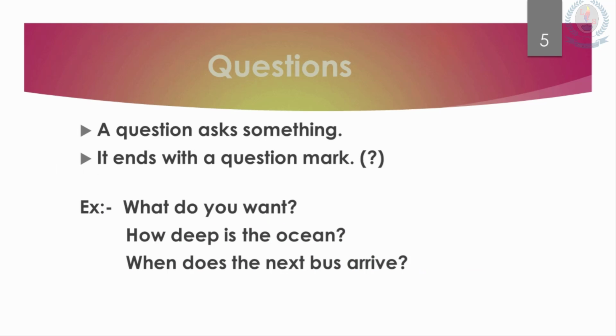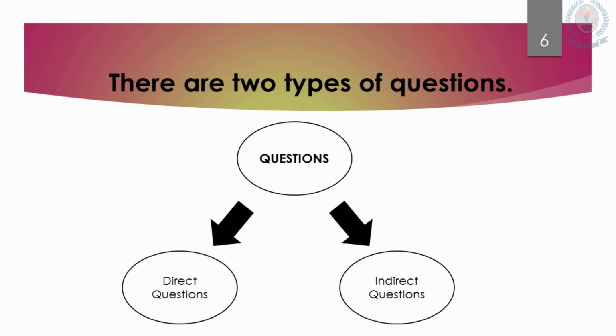The second type of sentences is questions. A question asks something. It always ends with a question mark. Look at these examples. First example, what do you want? Second example, how deep is the ocean? Third example, when does the next bus arrive? So, all these 3 sentences ask something. So, we call them questions. There are 2 types of questions. They are direct questions and indirect questions.